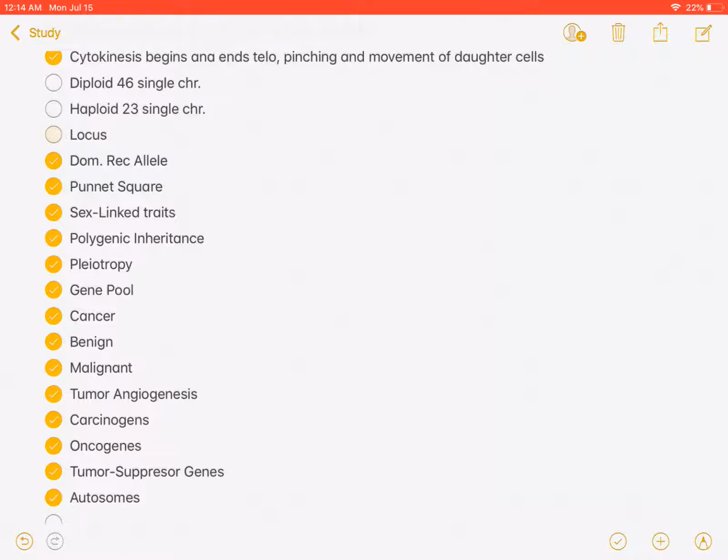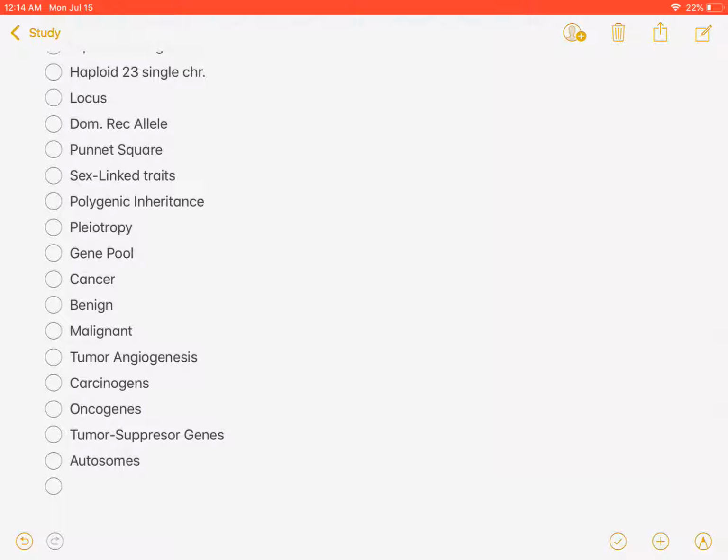We are going to start learning with the following terms: diploid, haploid, locus, dominant and recessive alleles, the Punnett square, sex-linked traits, polygenic inheritance, pleiotropy, gene pool, cancer, either benign or malignant, tumor angiogenesis, carcinogens, oncogenes, tumor suppressor genes, and autosomes.